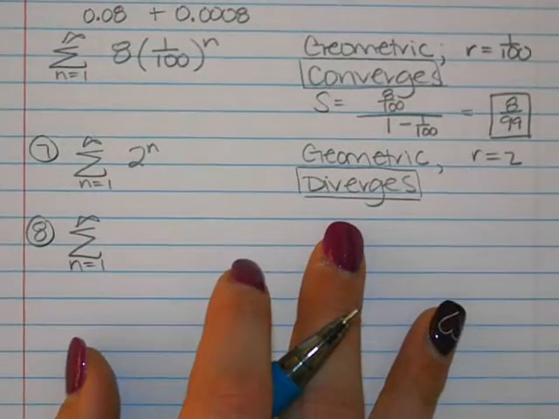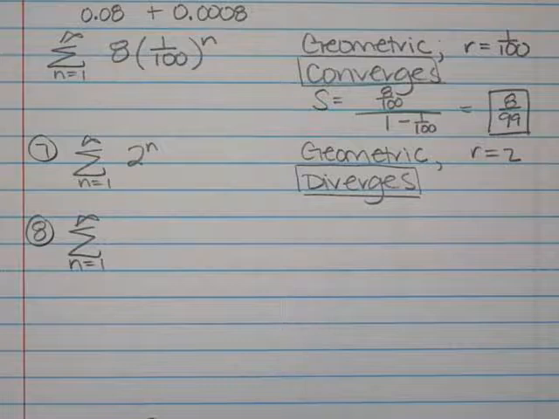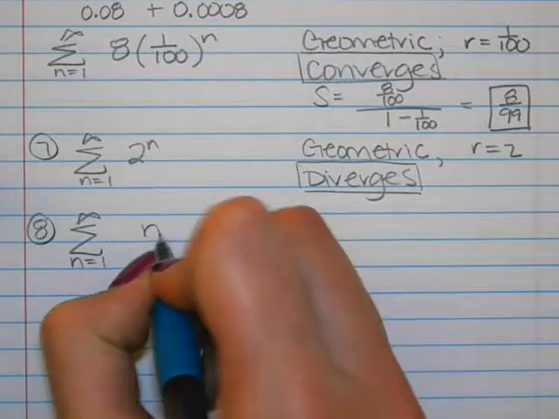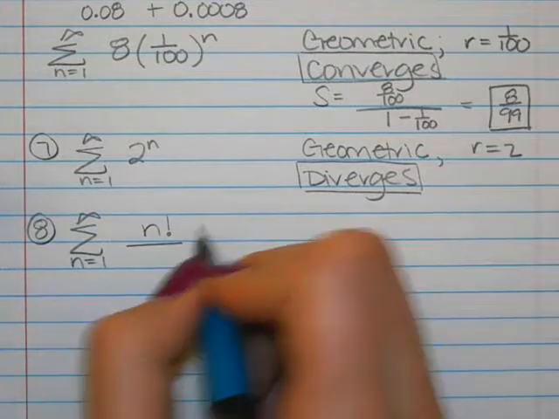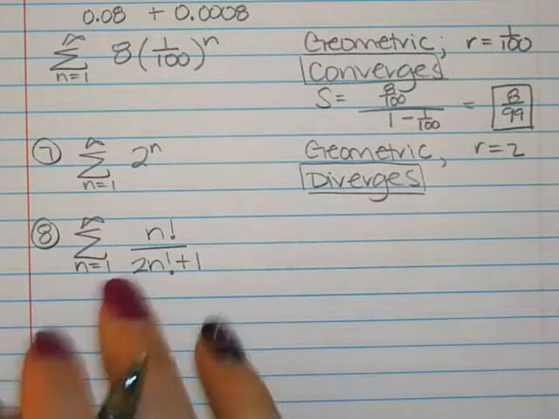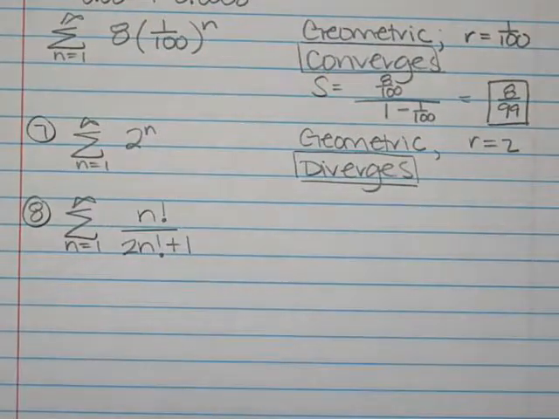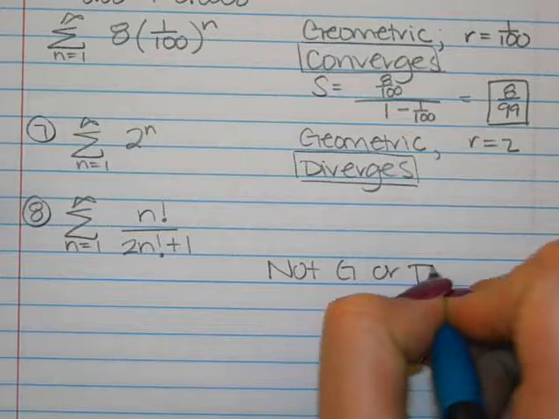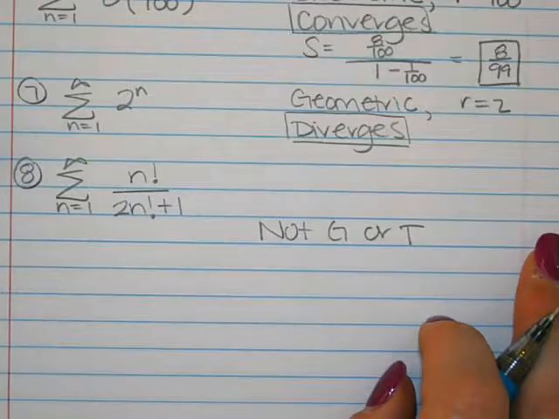All right, so example 8, we're looking at the sum from 1 to infinity of n factorial over 2n plus 1 factorial. This is one where you should say, is that geometric? No. Is that telescoping? No. Okay, so this is one where we're going to do the nth term test. So I'm going to say this is not geometric or telescoping. I can tell because it looks weird.